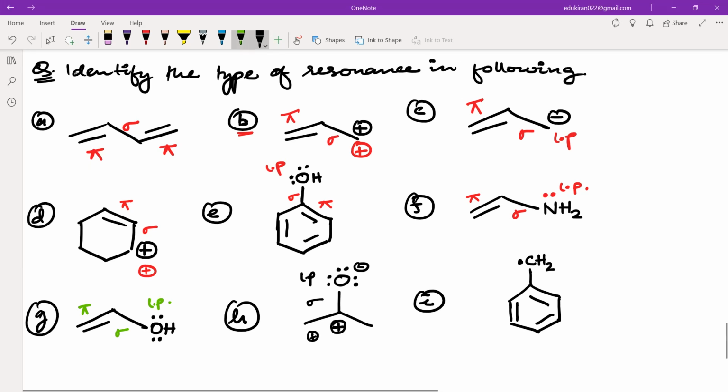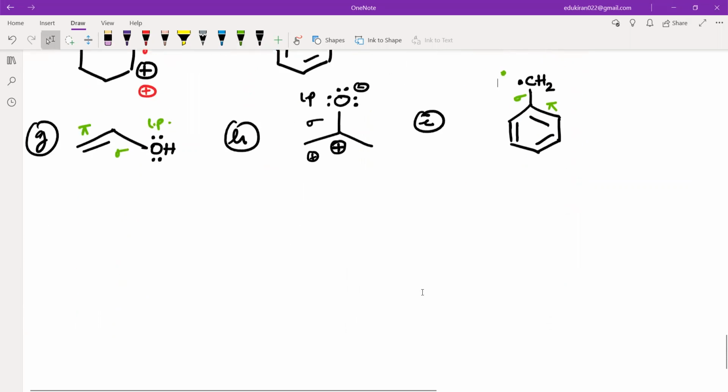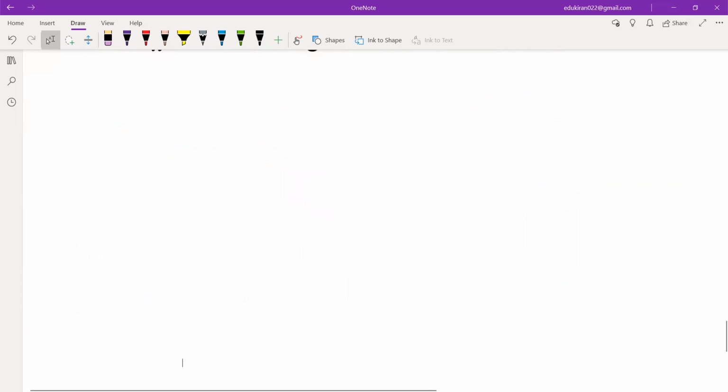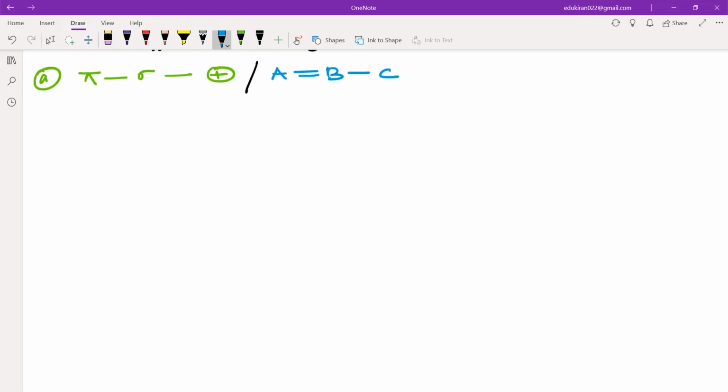Very good. What about the I1? We have here pi sigma and free radical. Pi sigma free radical, right? Yes or no? Yes, sir. Okay. Now what can we do? We can write the first structure. Let us say A part. In this we are seeing pi sigma positive charge, or we can also write this as A double bond B, single bond C, and C has a positive charge.